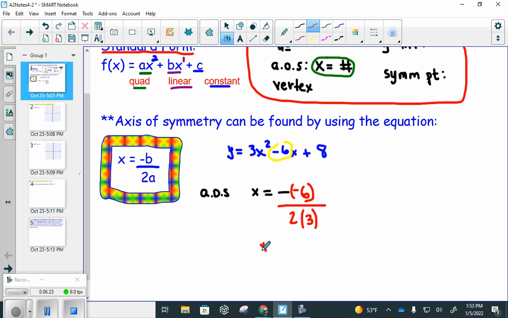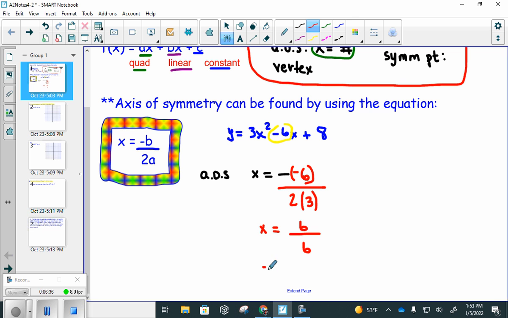To simplify this, of course, let's do the numerator first. The opposite of negative 6 is positive 6. On the bottom, 2 times 3 is also 6. And we're done with division. So 6 divided by itself is just a nice whole number, 1. And so with this quick example that I created, the middle of the parabola would be at x equals 1.